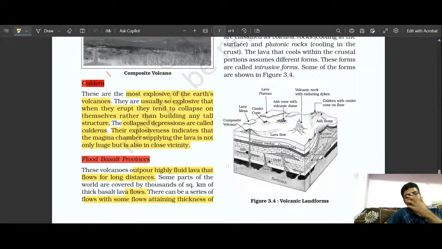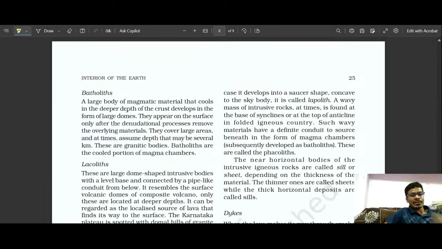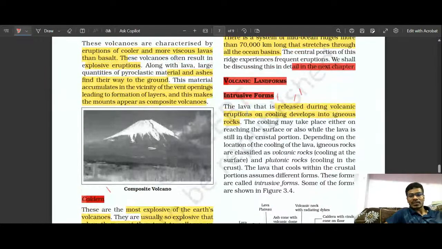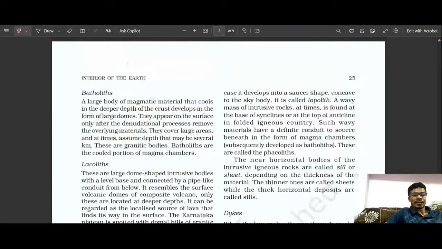So we have been given here composite volcano, lava mesa, cinder cone, lava plateau, ash cone with volcanic dome, volcanic neck with the radiating dikes, caldera with a cinder cone on the floor. So we have this batholith, which is a type of volcanic landform. So what is a batholith? A large body of magmatic materials that cools at a deeper depth.